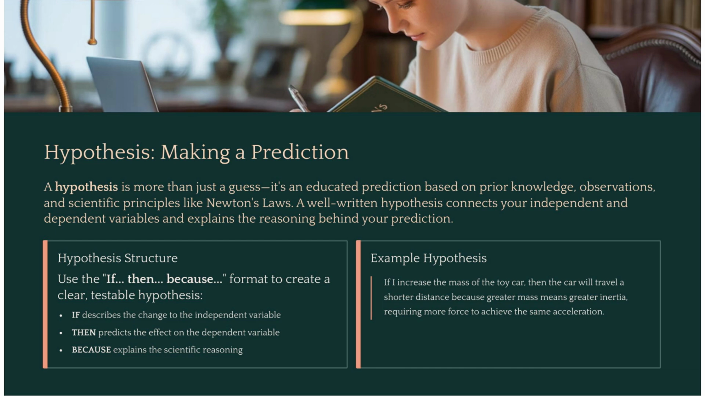Before you start, you must make a prediction called a hypothesis. This isn't a wild guess. It should be an educated guess based on science principles, like Newton's second law. You can frame it as an if, then, because statement. For our car experiment, you might say, if I increase the car's mass, then the distance it travels will decrease, because greater mass requires more force to accelerate, as Newton's second law states.